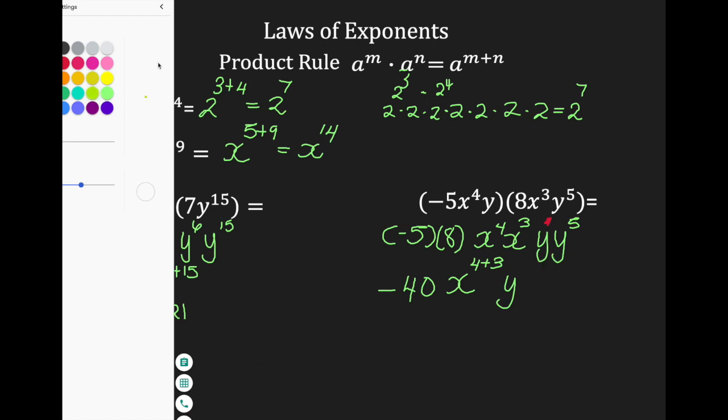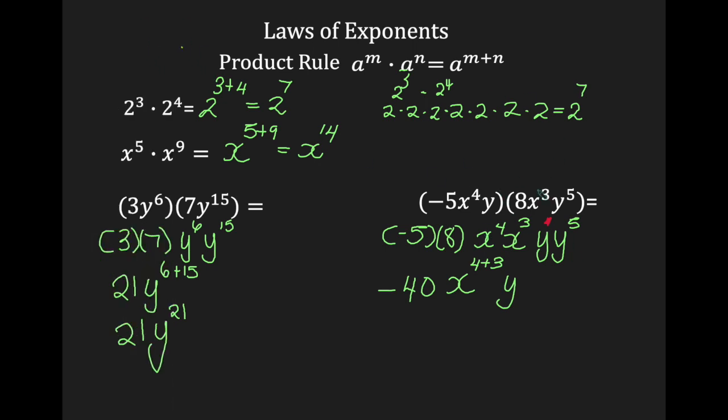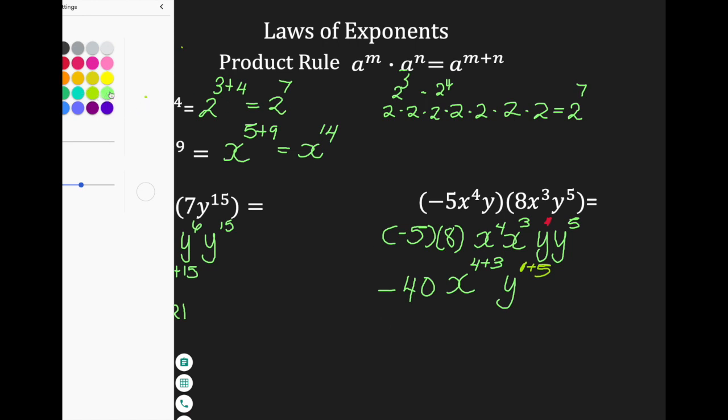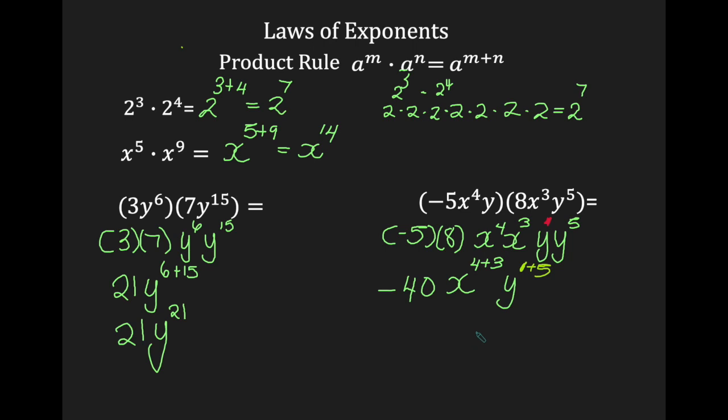So let's close that. Oh, there you go. So that would be 1 plus 5. I actually changed my pen color. That was that one. Yep. 1 plus 5. So my answer is negative 40.